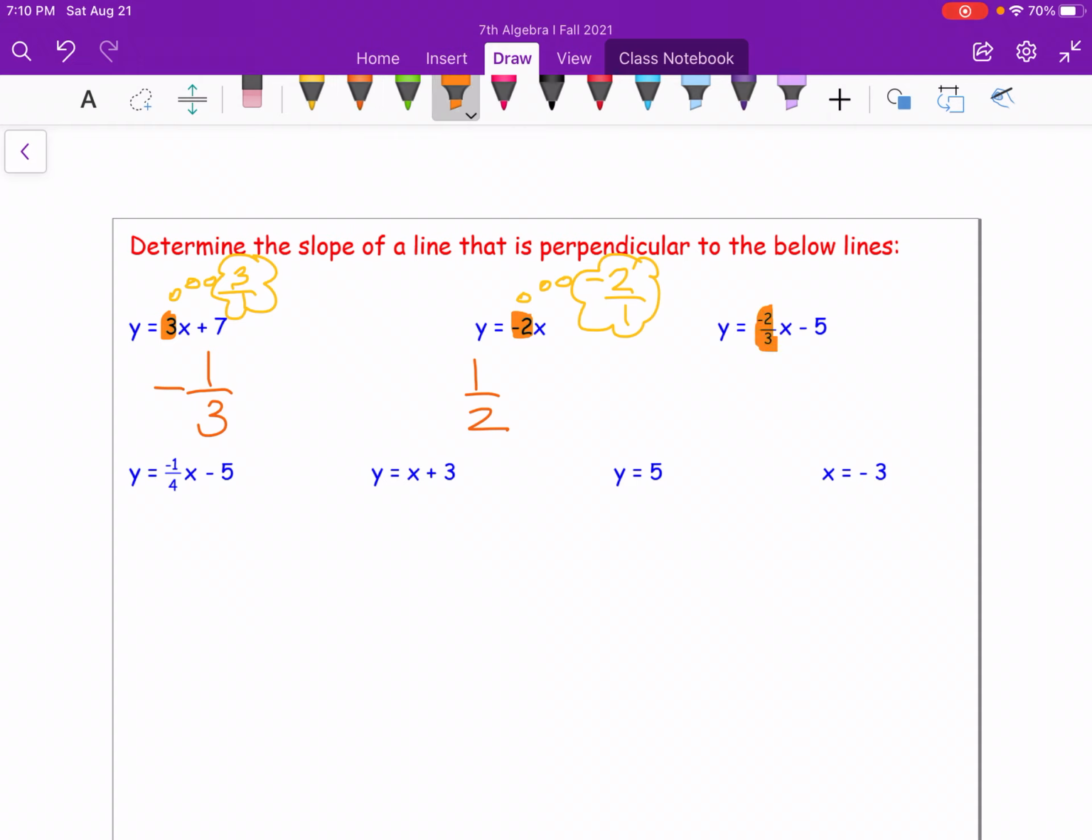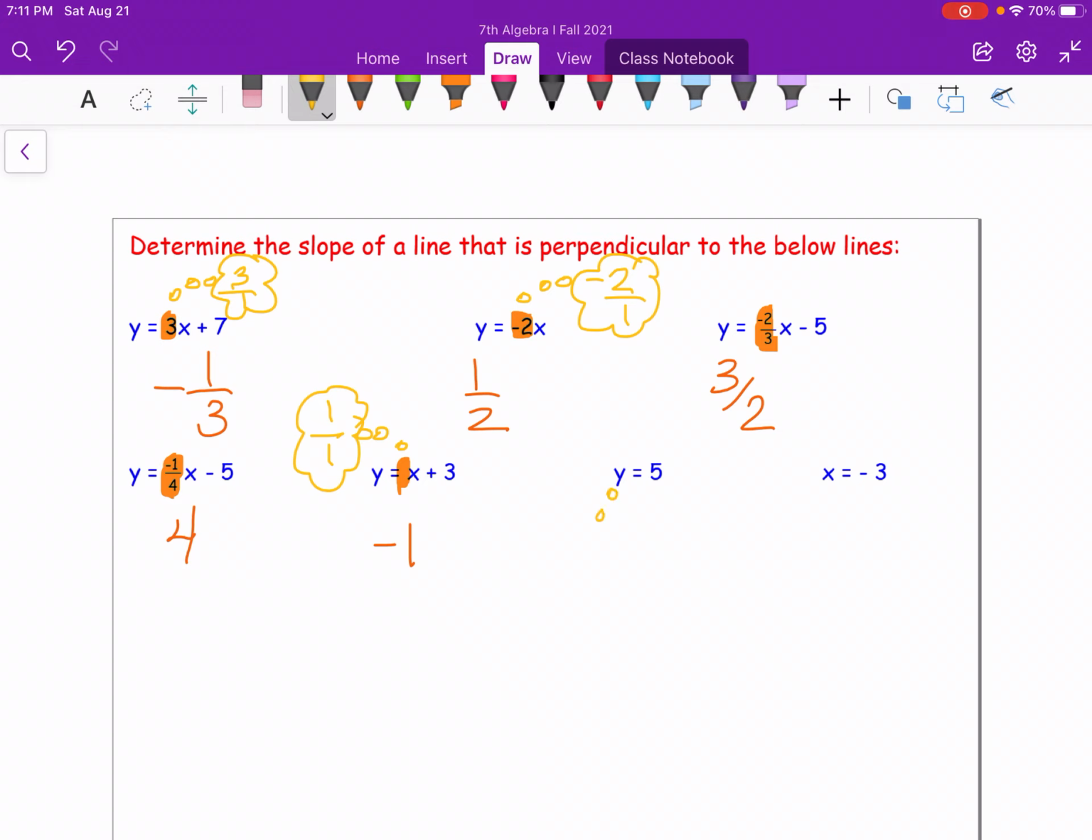Next, negative 2/3. So the perpendicular slope is going to be positive, and I'm just going to flip the fraction of 3 halves. The next one has a slope of negative 1/4. So its perpendicular slope is going to be positive, and I flip that fraction, which would be 4 over 1, or just 4. Next, that slope is 1. Okay, so that's 1 over 1. Same thing. So my perpendicular slope would be negative, and if I flip that fraction, it's still 1 over 1, so it's just 1.